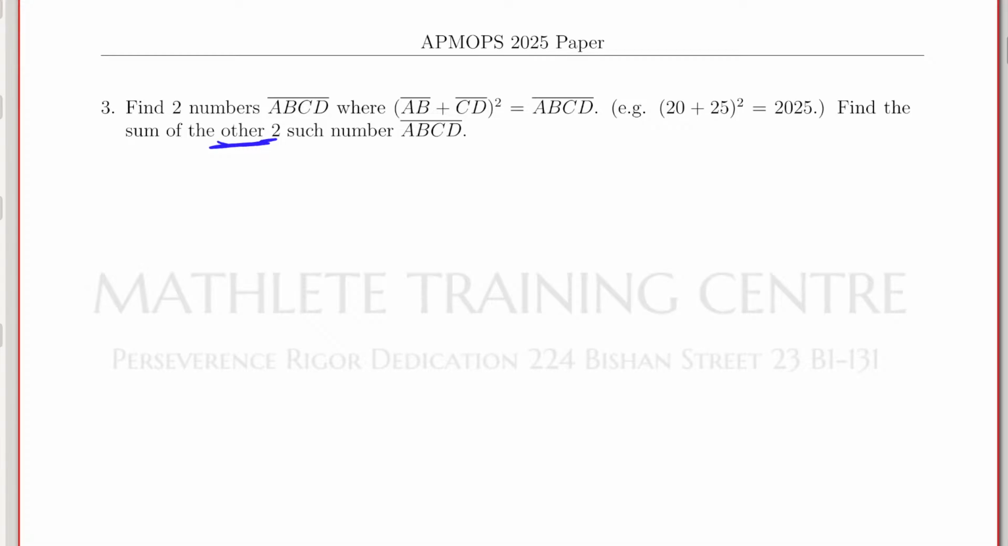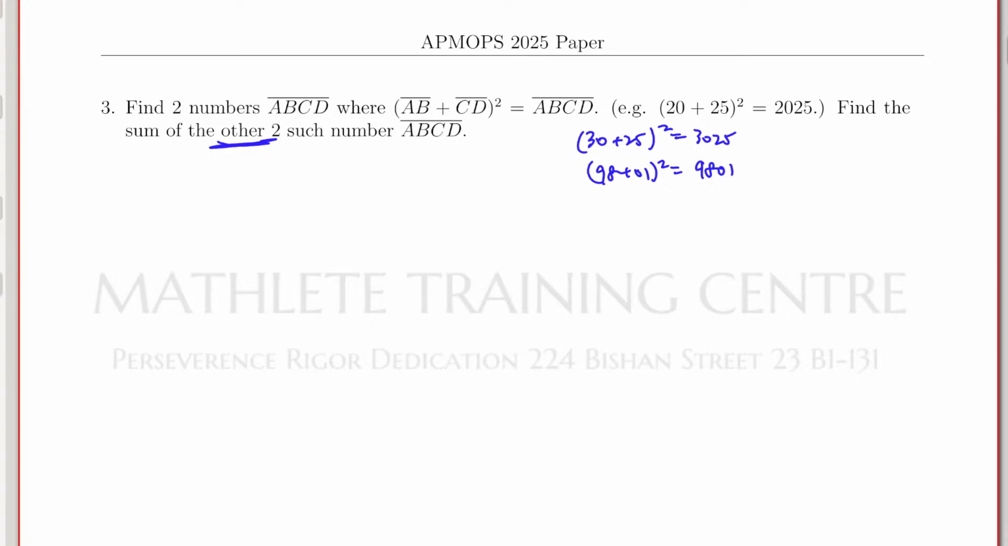Now, I'll tell you what the result is first, before I tell you how to get there. For this question, the answer is you do 30 plus 25 squared is equal to 3025. That's 55 squared. And you do 98 plus 01 squared is equal to 9801. So these are the two answers. Now, if you're really familiar with the square numbers, actually you can get this straight away. But let's do this properly.